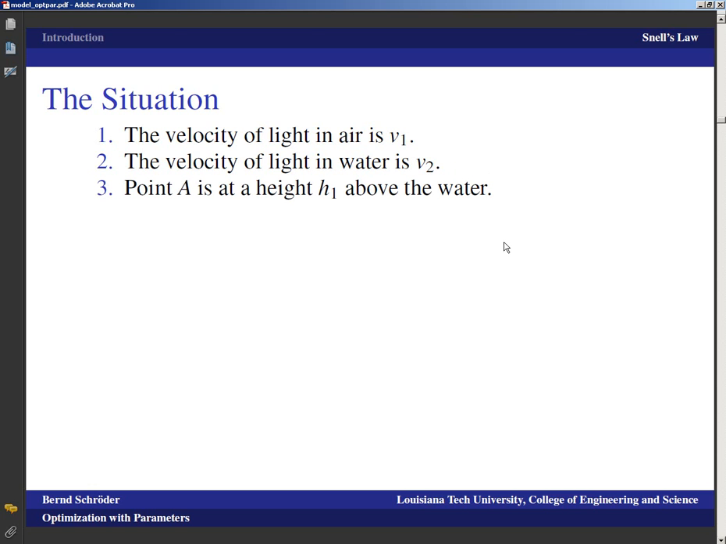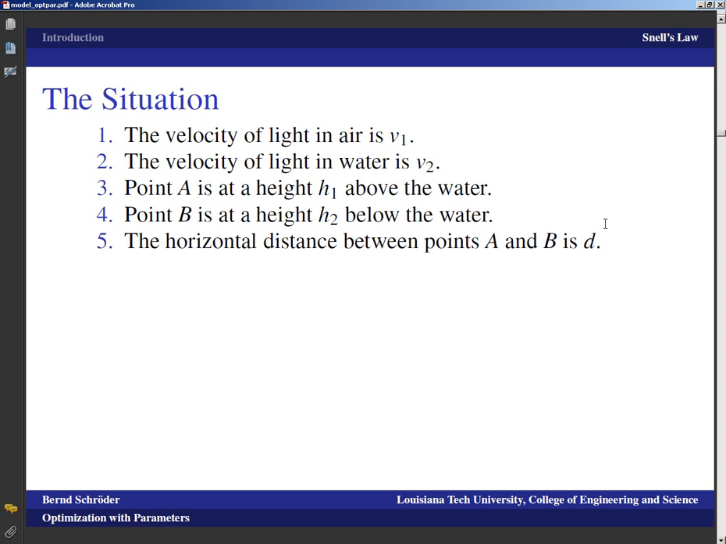Point A, well, what can we say about point A? It's at a height h1 above the water, that's about it. Point B is at a height h2 below the water, so we're talking still here about an air-water interface, but it could well be that this is an interface between two other media, and then we would say height h1 above the interface, height h2 below the interface. Sounds even fancier, sounds even more intimidating. That's why I tried to stay with air and water here, because the number of parameters we're dealing with here, it's bad enough already.